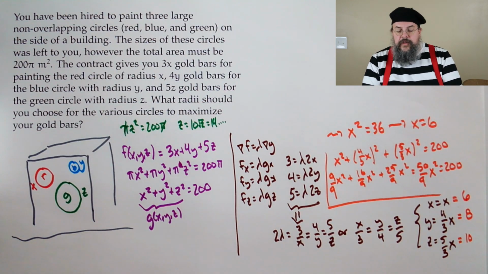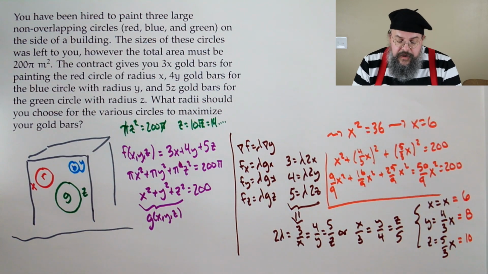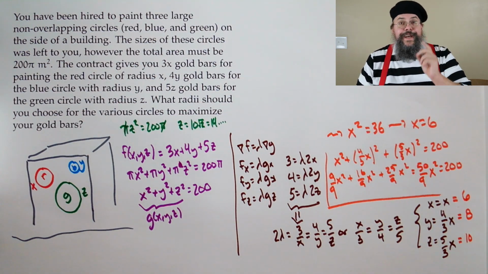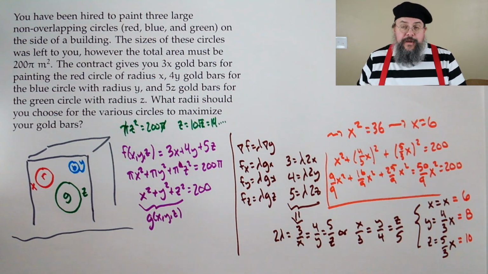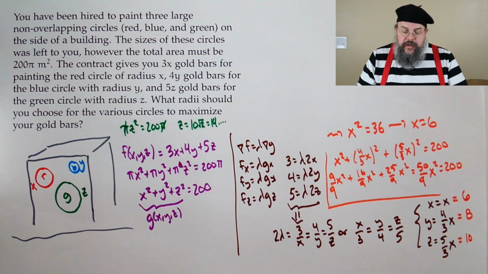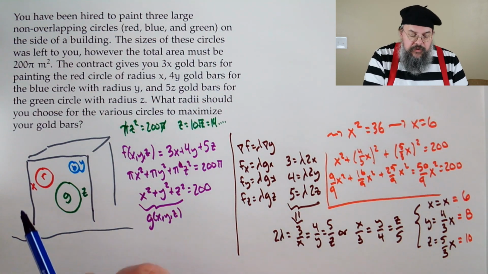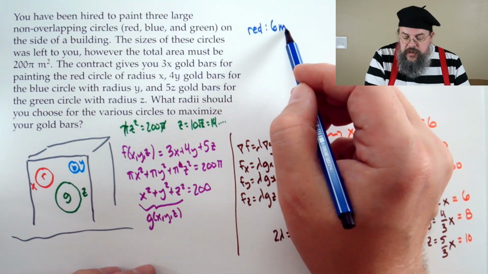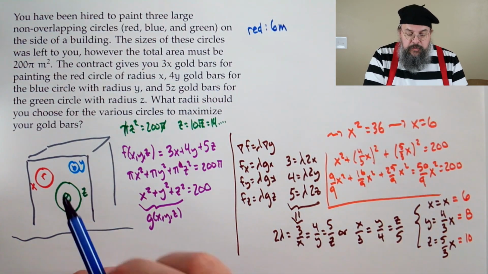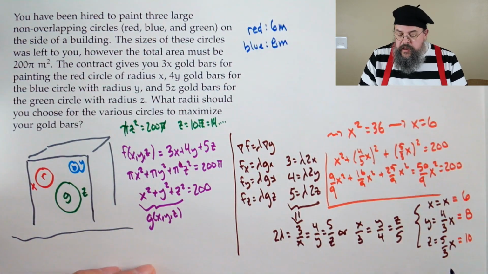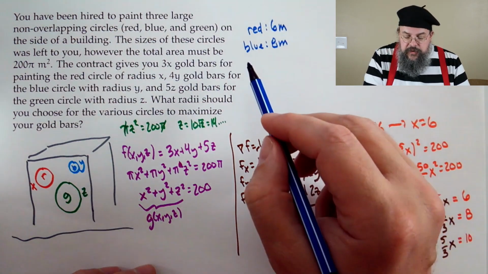All right, great, good. So, what does that lead us to? Well, that leads us to saying we think the answer is the following. And we want to compare it to the other possibility. But according to our process that we ran through, x is the red circle. So the red should be 6 meters for the radius. Y is the blue circle. The blue should be 8 meters for the radius. And Z is the green circle, and that should have 10 meters.